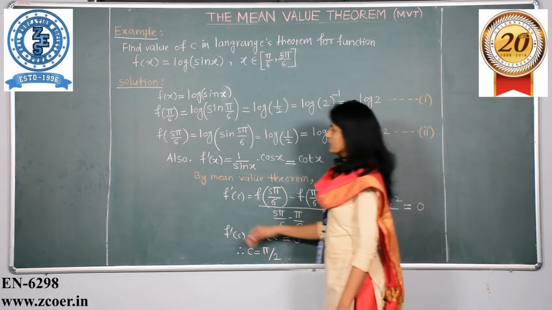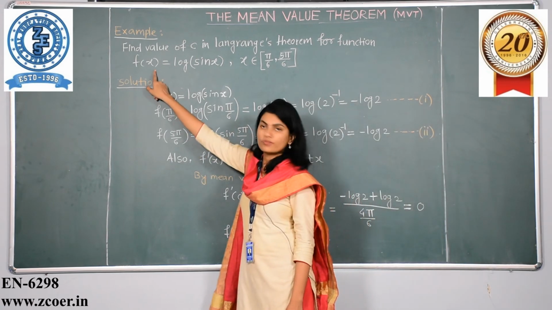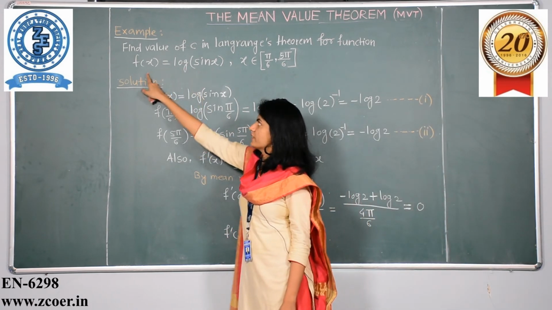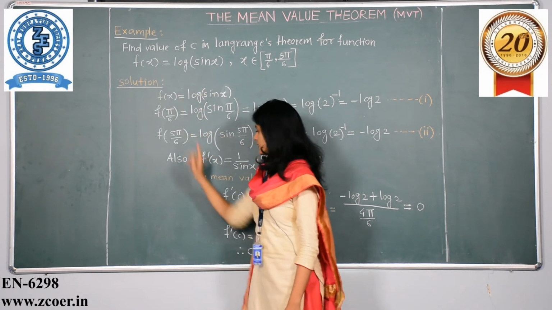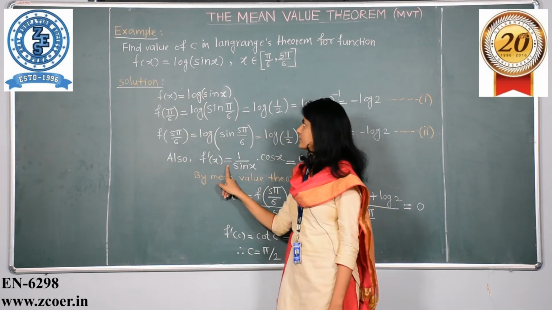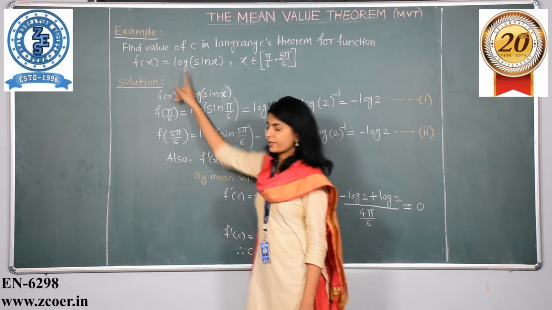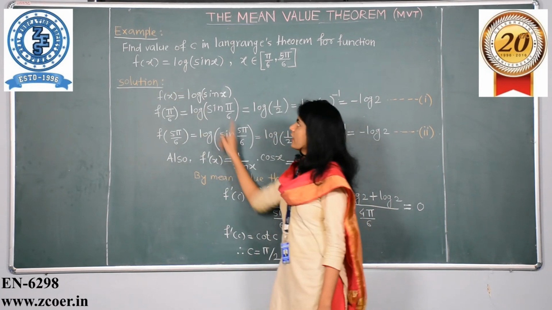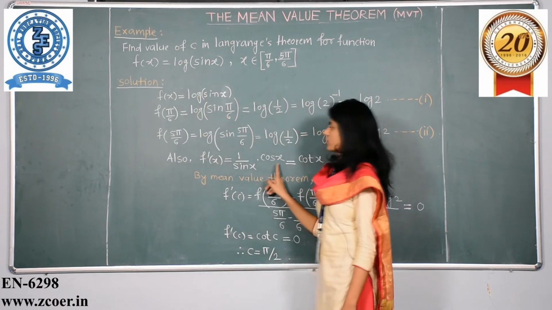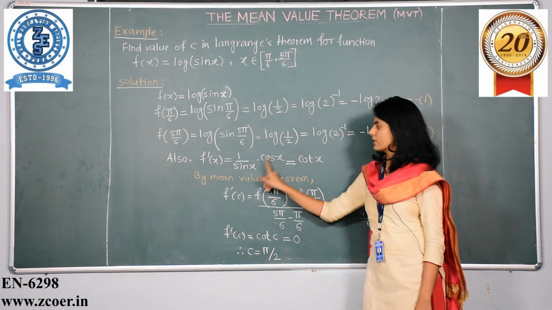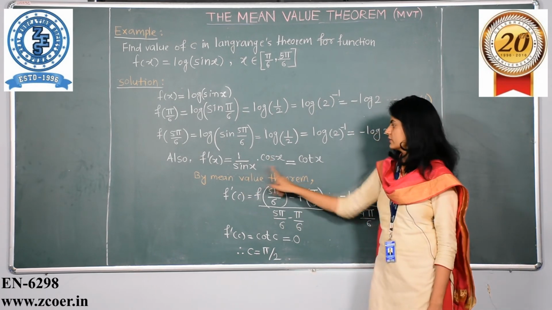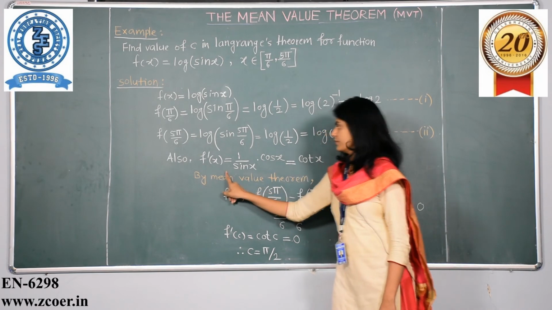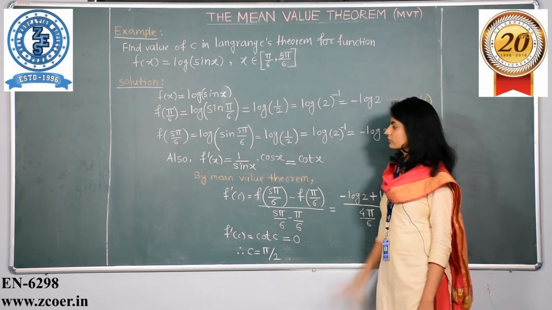Now here let us calculate the first derivative of the given equation. So first derivative of the given equation, f of x, is f dash of x, which is equal to derivative of log is 1 by sin x, and derivative of sin x is cos x. Therefore cos x by sin x is cot x, therefore f dash of x becomes cot x.